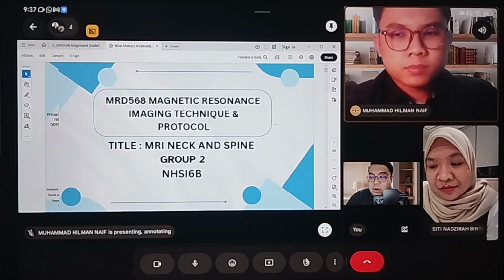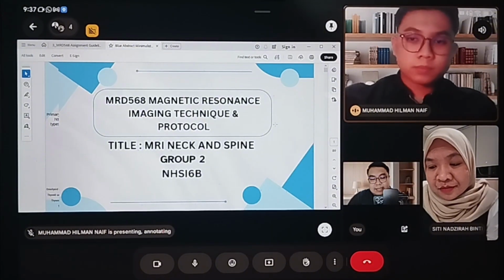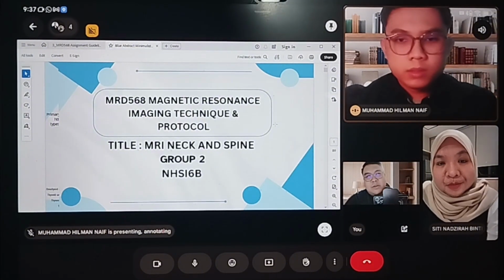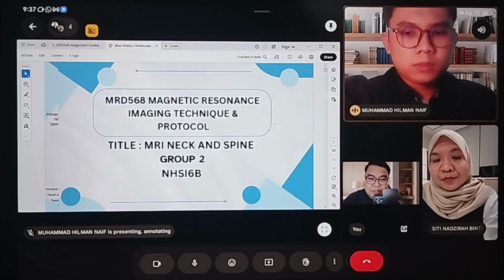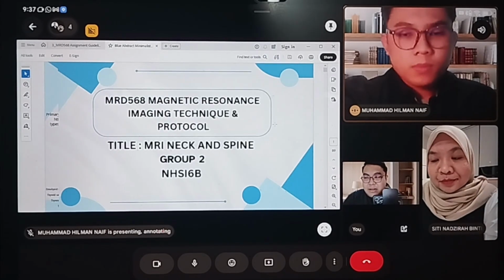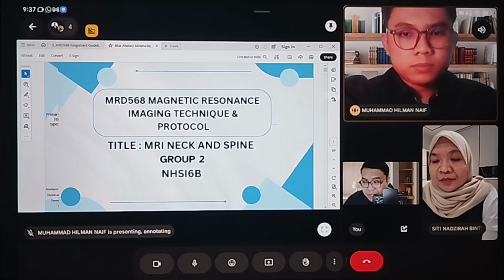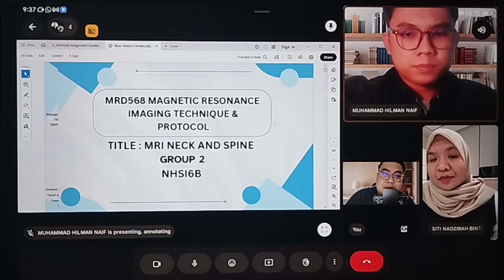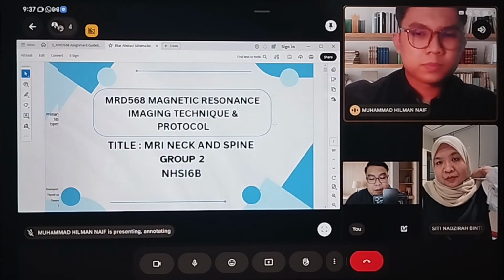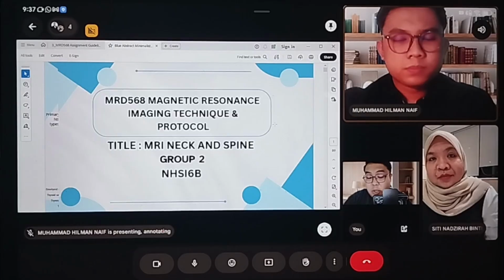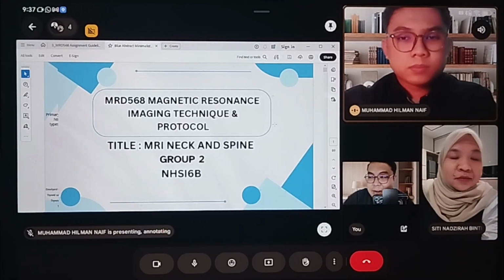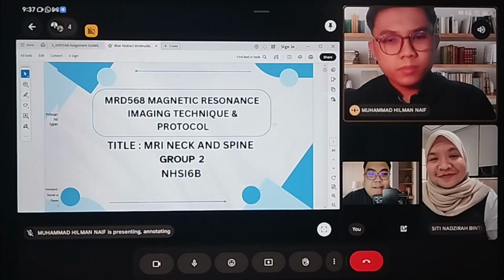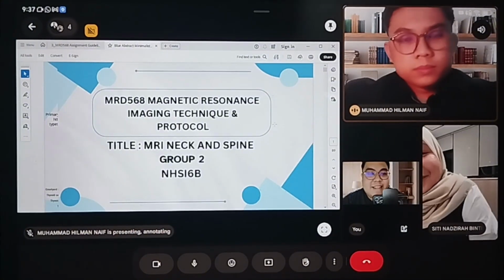I also want everyone to focus on the communication styles, transitions between the presenters, and Q&A preparation, so that we can meet the rubric requirements for leadership and communication skill. Before we begin, does everyone agree with our current structure of the presentation? Nazira and Ilman?